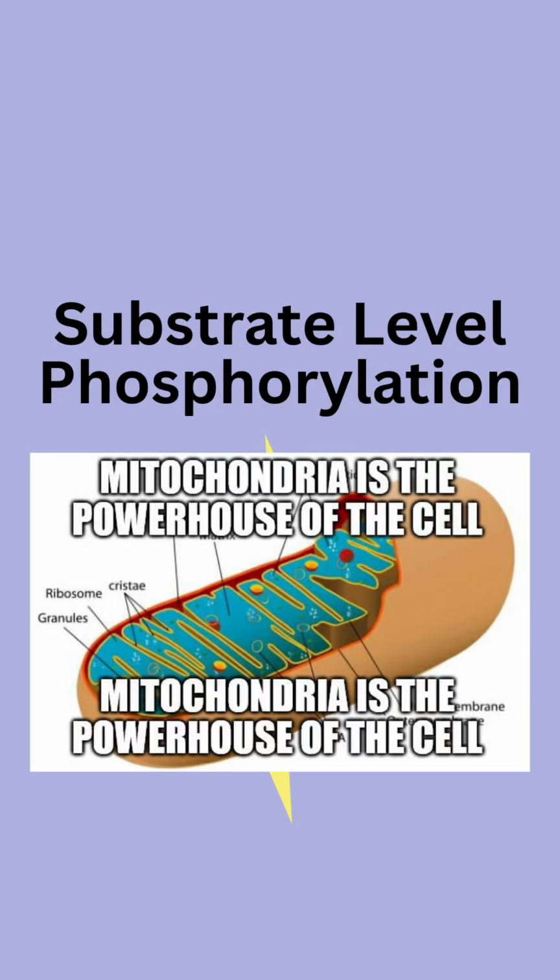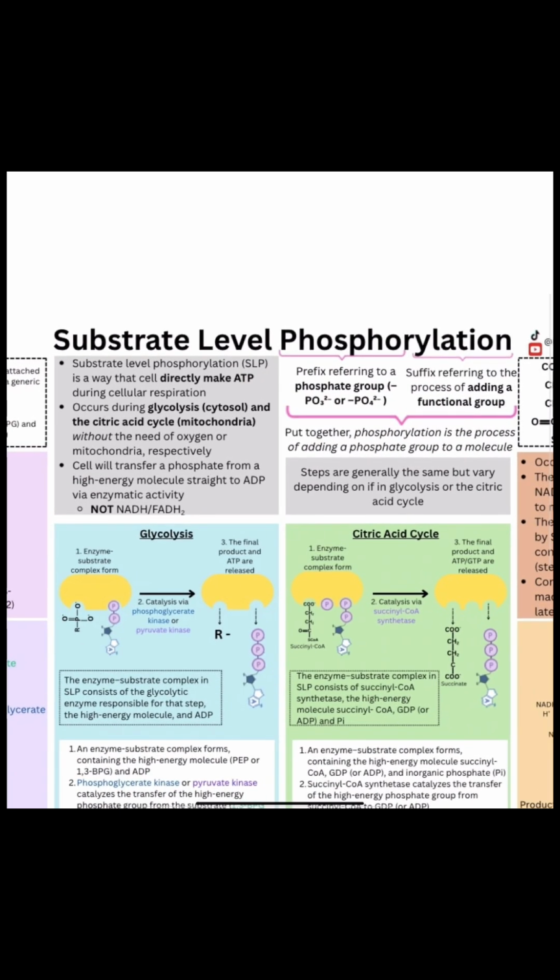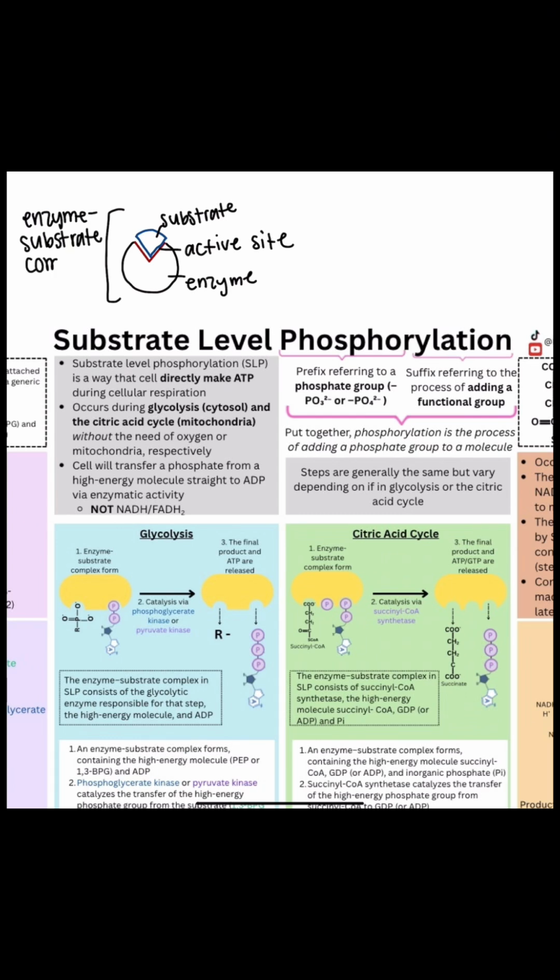The mitochondria might be the powerhouse of the cell, but we make ATP before we even get there, and we do that through this process called substrate-level phosphorylation. So starting with the word substrate, we know that a substrate is a molecule that binds to an enzyme at its active site, and that's going to allow that enzyme to catalyze a reaction. So when we have a substrate and an enzyme bound to each other, it's called the enzyme-substrate complex.